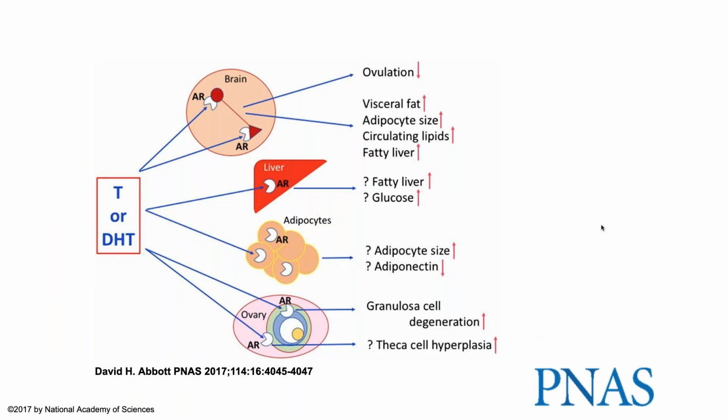So if we look again at what testosterone does in females, and this is excessive testosterone, not normal levels: in the brain, it reduces ovulation. It has impacts on leptin that increase visceral fat, adipocyte size, lipids, and fatty liver. It increases fatty liver and glucose in the liver. As discussed, it has negative effects on the adipocytes. And in the ovary, it degenerates the granulosa cells, which are the cells that provide nourishment to the oocyte and the cells that provide estrogen. So there's a degeneration of those cells, and that's going to affect the oocyte quite a bit if you think about that.